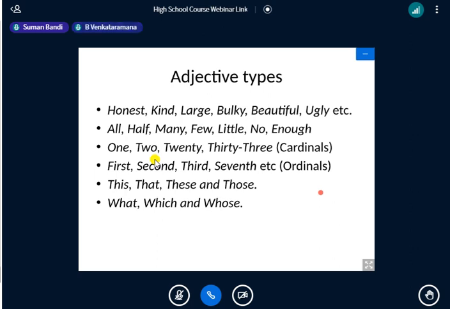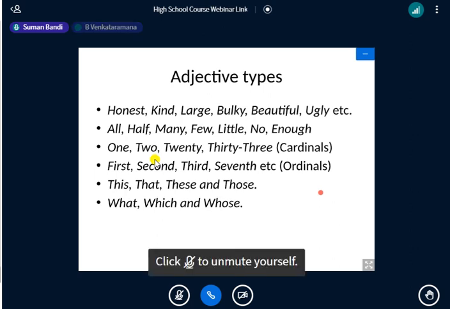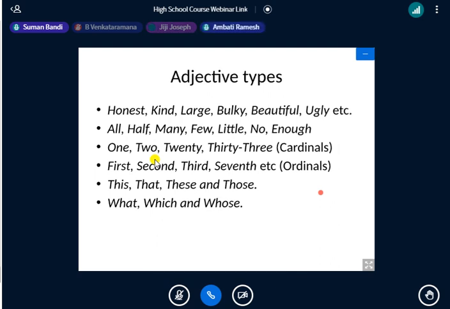For example, whose pen is this? I'm asking a question, number one. Number two, whose is immediately followed by pen, which is a noun. So as long as any word comes close to a noun and qualifies it, it is a qualifier, isn't it? So, interrogative adjective. Which dress do you like? Which book do you want? You see, like this.